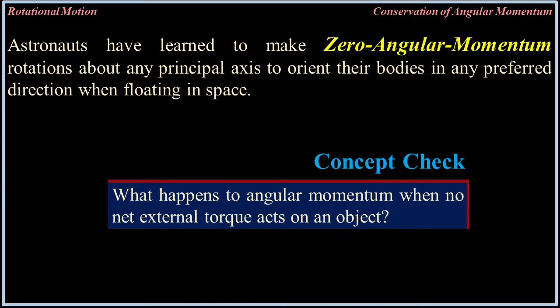Astronauts have learned to make zero angular momentum rotations about any principal axis to orient their bodies in any preferred direction when floating in space. Concept check. What happens to angular momentum when no net external torque acts on an object?